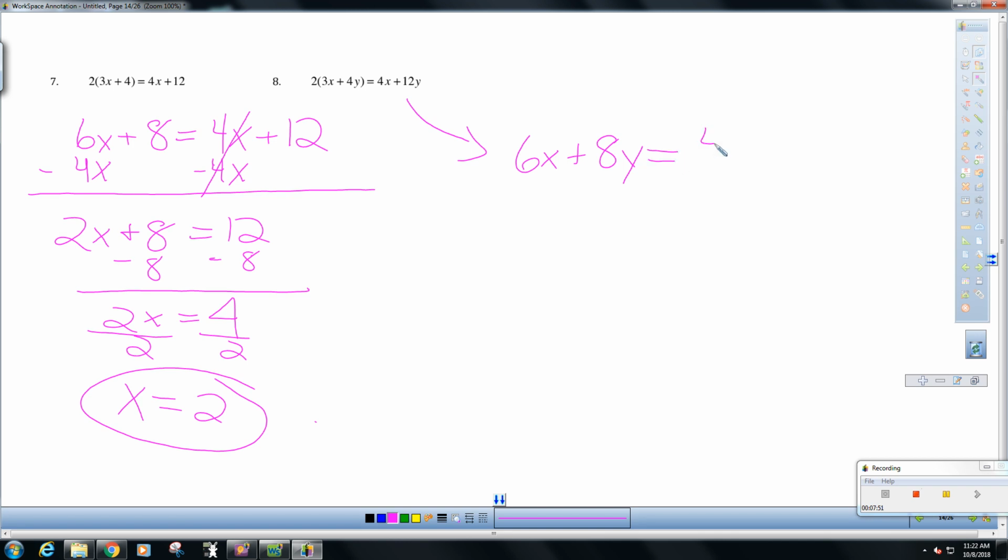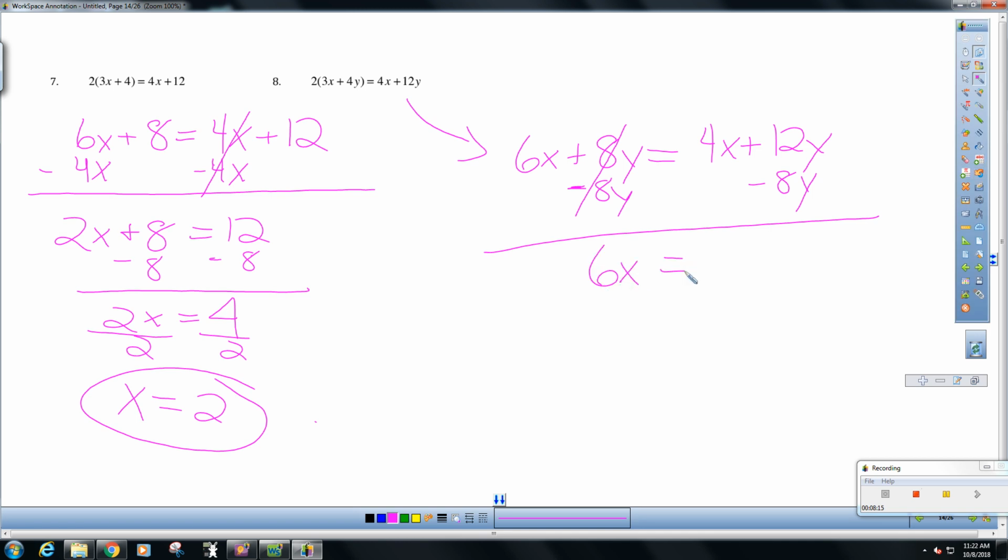equals 4x plus 12y. Let's get rid of the 8y from this side because we're solving it for x, so we're going to subtract. 8y minus 8y is 0. So 6x is 4x minus 4y. Sorry, plus 4y. Okay? Divide each side by 6. And you get x equals, well, I would take this as a correct answer. I'd be fine with that.